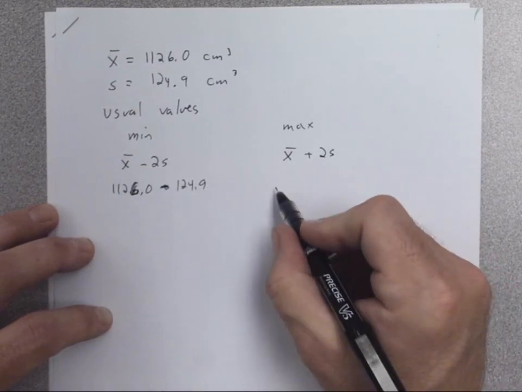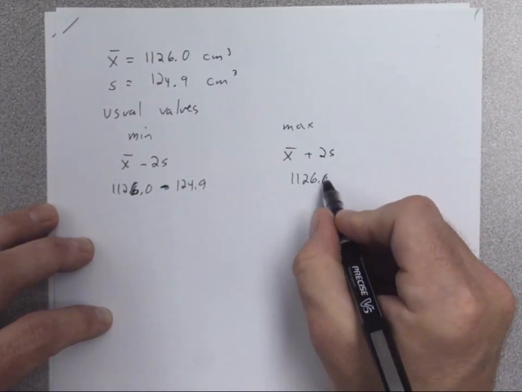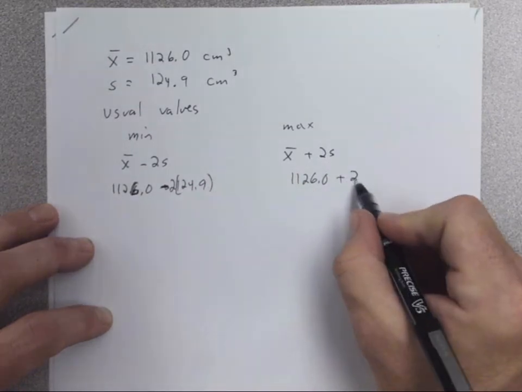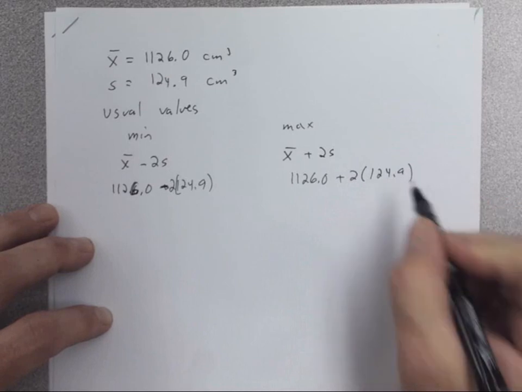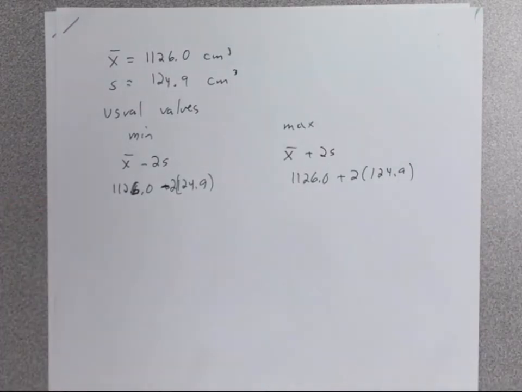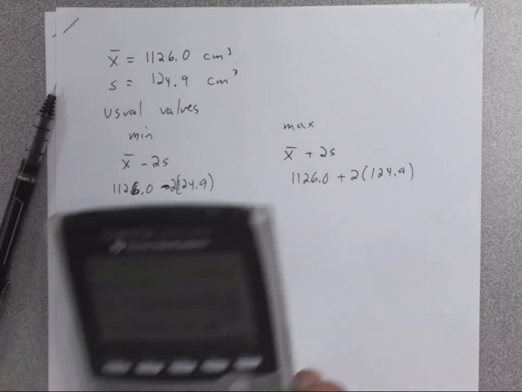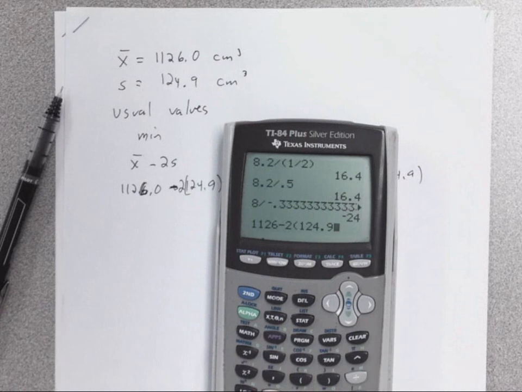I'm breaking it up here. Okay, so 1126.0 plus, I forgot my 2 too. So 2 times 124.9. Okay, so we just pop them in our calculator and we let it go. So 1126 minus 2 times 124.9. What I like to do is, I know that I'm going to use this a lot. You can close your parentheses, or not close it.